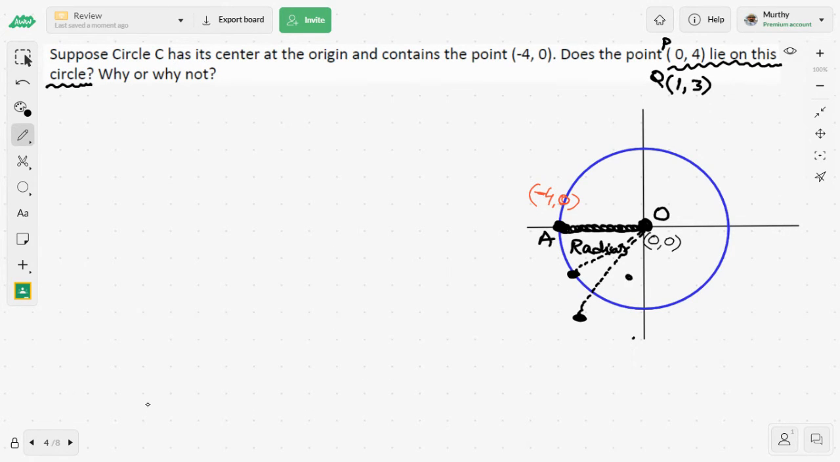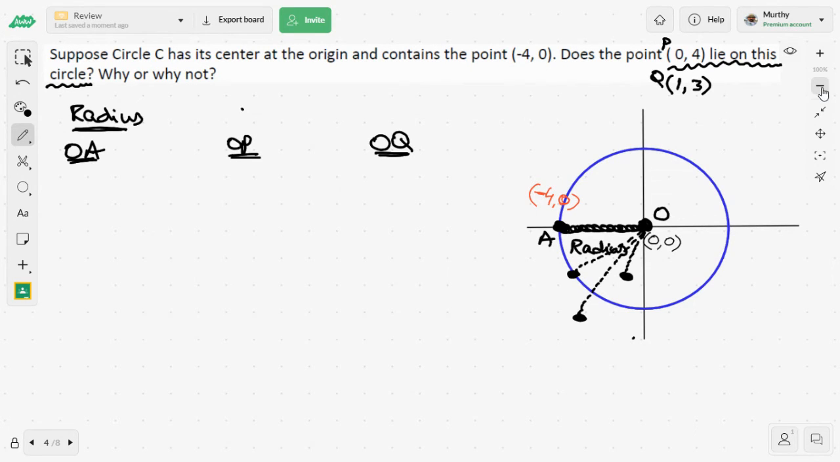Suppose it is inside, then the length of this line segment should be shorter than the radius. Anyhow, I'll explain this. Let me find the length of OA, which is the radius, and also compute the length of OP and the length of OQ, all three separately, and then we can compare how it goes.